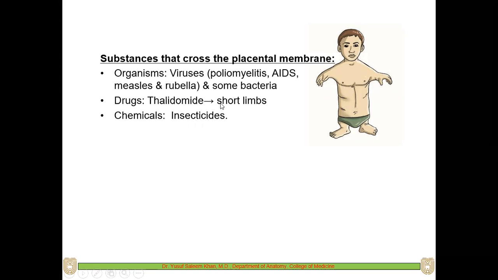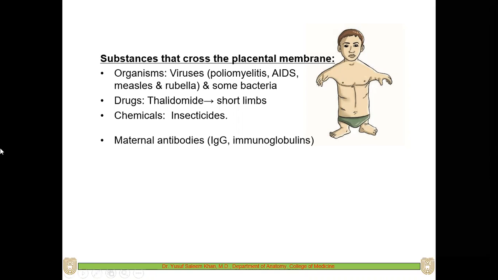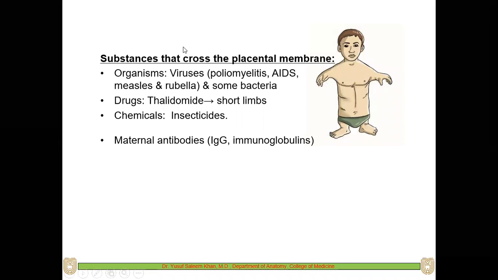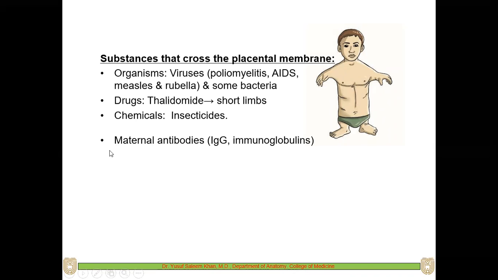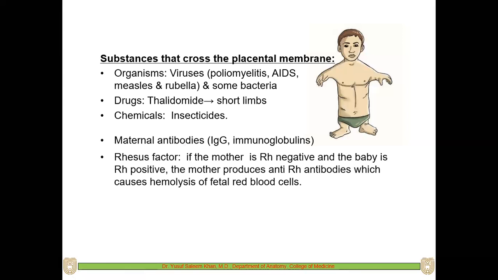Then chemicals like insecticide. If there is any spraying of insecticide, the pregnant lady is kept away from it. But there is also some advantage of crossing the barrier, like the maternal antibodies. Ready-made antibodies cross from the mother to the fetus. So this is the advantage, but organisms, drugs, and chemicals crossing the placental barrier are the disadvantages. The advantage is that ready-made antibodies from the mother pass directly into the child.